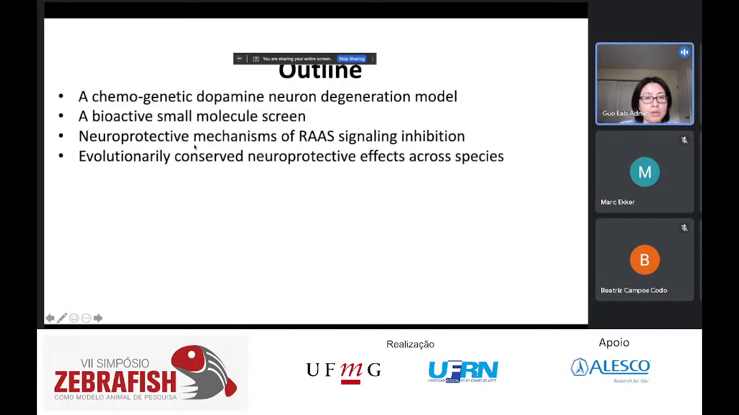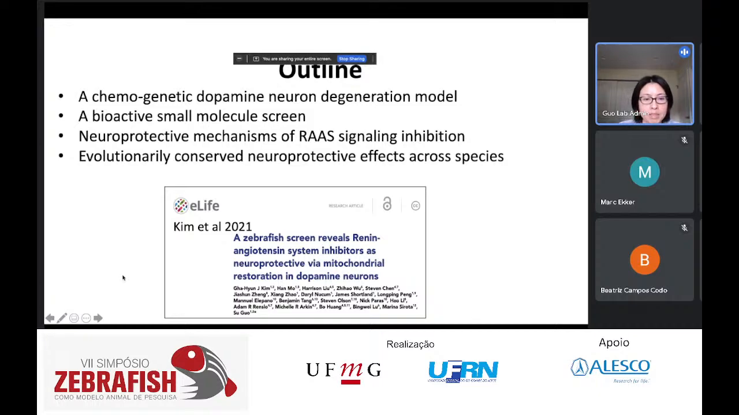After that, I will tell you a little bit about the mechanism of how inhibiting the RAS signaling pathway can protect neurons. Finally, I would like to share with you that this inhibition of RAS signaling, being neuroprotective, is evolutionarily conserved across species. So this work has been recently published in eLife. If any part of my talk is not clear or some of the details are hard to see, I encourage you to check out this paper.